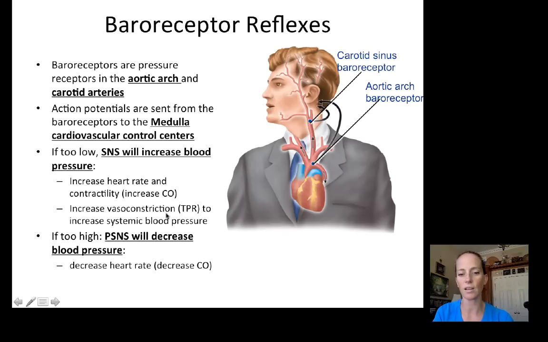Remember, this is very different than a local change in vasoconstriction. Increasing resistance in the whole body increases systemic blood pressure, and this is all driven by baroreceptors to the medulla. If blood pressure is too high, the parasympathetic nervous system can decrease blood pressure, but it's much more limited. It can only affect blood pressure by decreasing heart rate. So this is one of the reasons that high blood pressure is so damaging to the body and dangerous, because we don't have a lot in our body that can counteract high blood pressure.